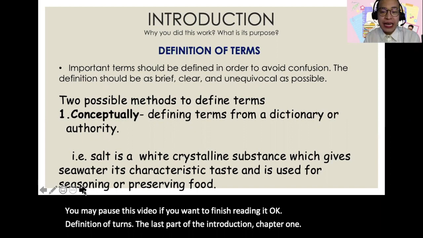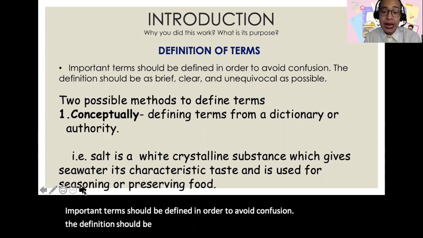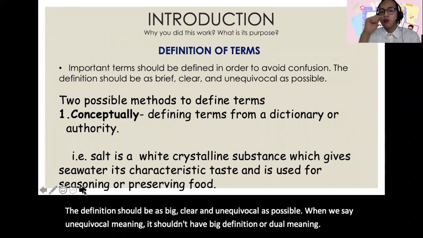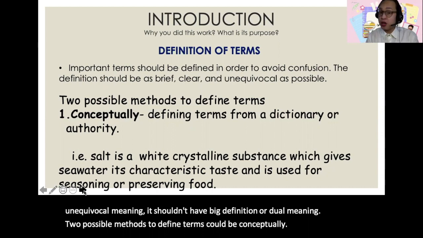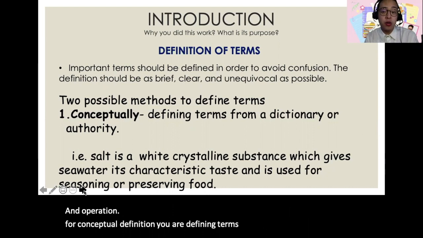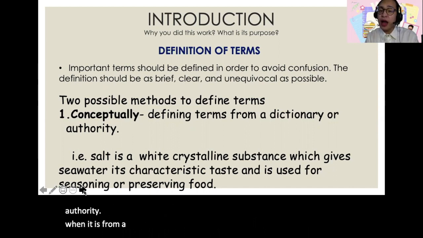Important terms should be defined in order to avoid confusion. The definition should be as brief, clear, and unequivocal as possible. When we say unequivocal, meaning it shouldn't have a vague definition or dual meaning. Two possible methods to define terms could be conceptually and operationally. For a conceptual definition, you are defining terms from a dictionary or authority. When it is from a dictionary or authority, you have to cite the reference.